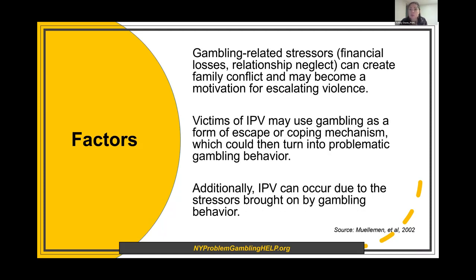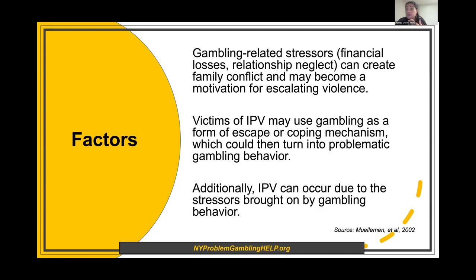One factor was gambling related stressors can create family conflict, right? And maybe a motivation for escalating violence. And this can be the case whether the person with the gambling problem is the survivor, the perpetrator, or both, right? I mean, it can go either way. The financial losses would likely impact both of them.